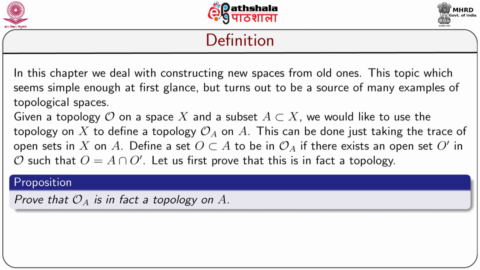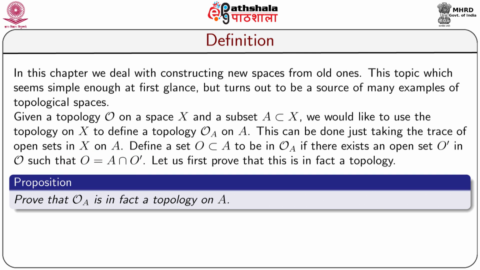So, let us consider X to be a topological space with the topology script O, and let A be a subset of X. We would like to use the topology on X to define a new topology, say O_A, on A. There is an easy way to do this: taking the trace of open sets in X on A. Just define a set O subset of A to be in O_A if there exists an open set Ô in X such that O is equal to O intersection Ô.